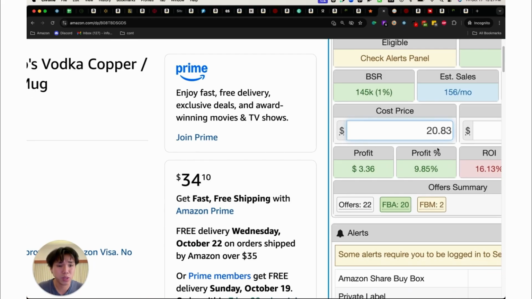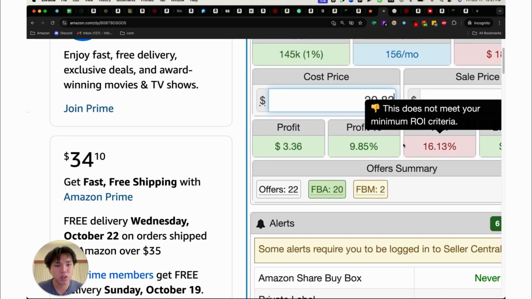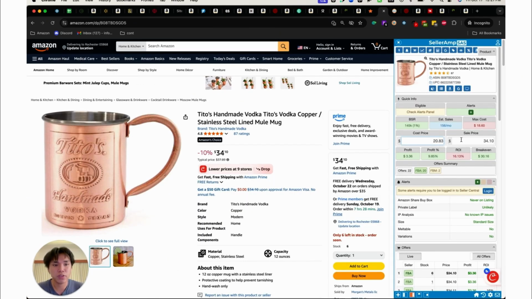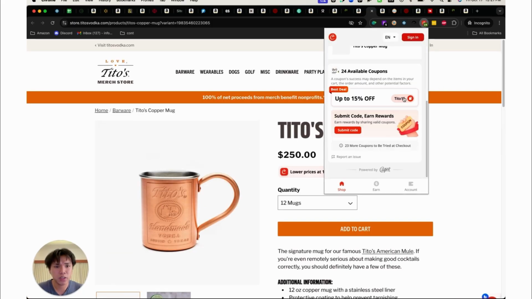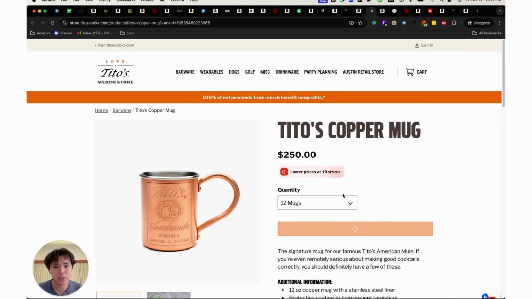Let's do some math here. So we're actually at $20.83. We're close, but not that close. We definitely want to get closer to 25 to 30%. So let's see if there's any discounts we can try to get here. Up to 15% off. Let's see if we can actually just apply that right now.